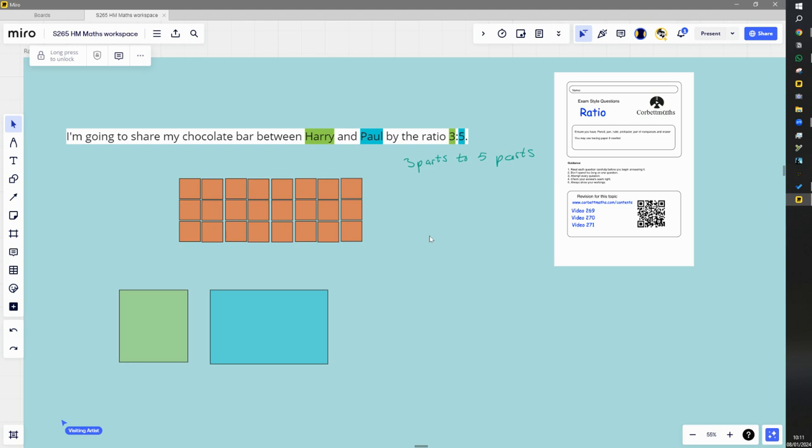So what we're going to do is look at this whole chocolate bar and think, well, how many parts do we actually need to use in total? If there's 3 parts going to Harry and 5 parts going to Paul, that would actually mean there are 8 parts in total.